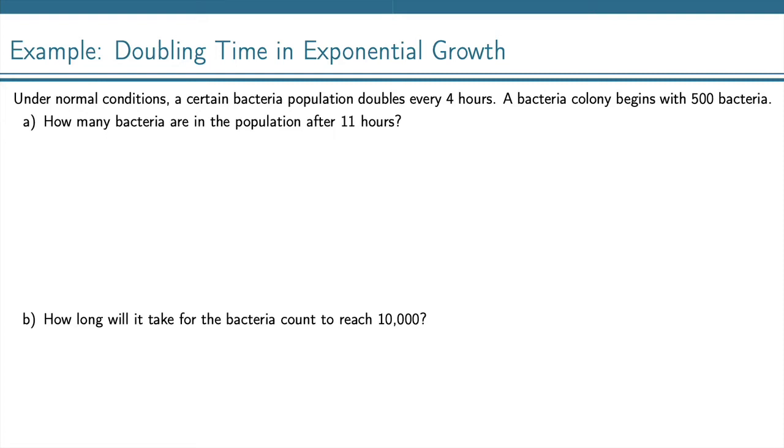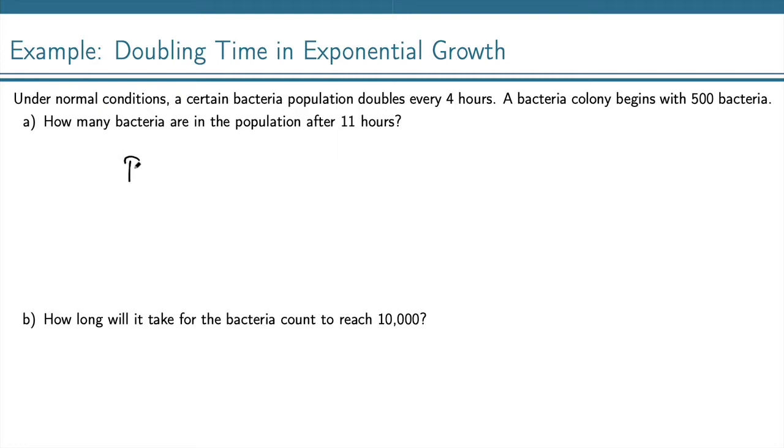Under normal conditions, a certain bacteria population doubles every 4 hours. A bacteria colony begins with 500 bacteria. How many bacteria are in the population after 11 hours?